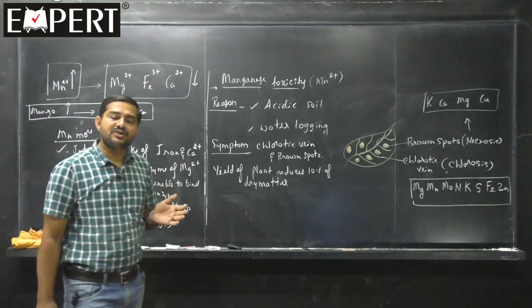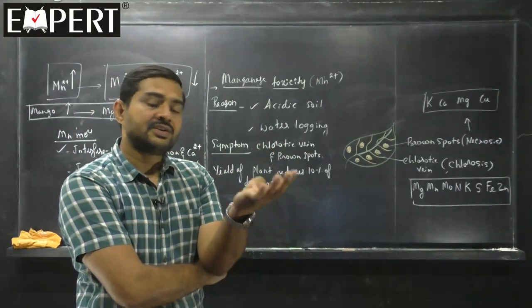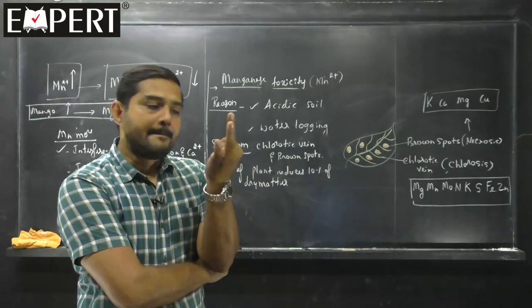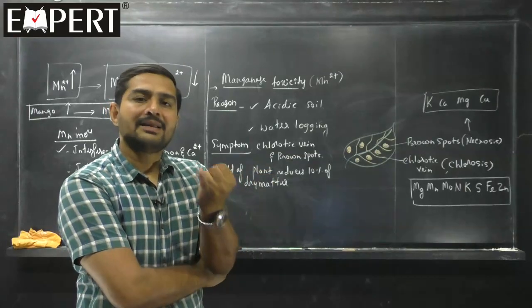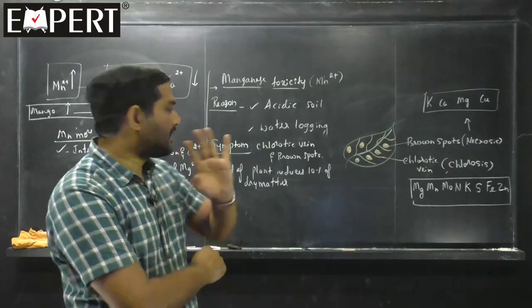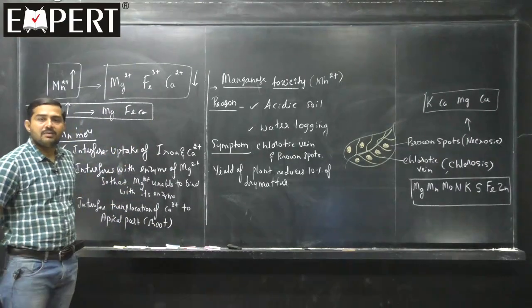And the apical portion requires calcium, because calcium is required for cell wall formation, cell membrane formation, middle lamella formation, and spindle fiber formation. All this requires what? Calcium. So, because the manganese is more, all these problems occur.